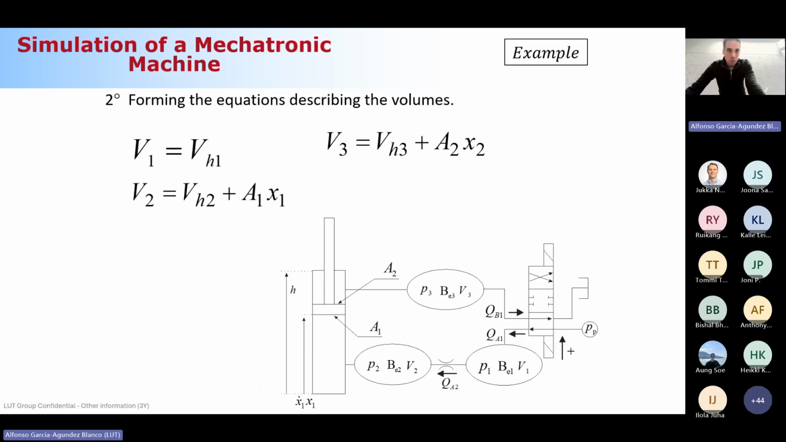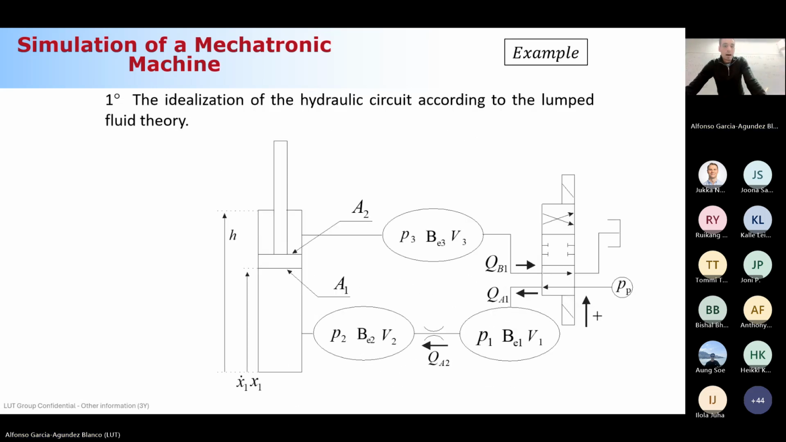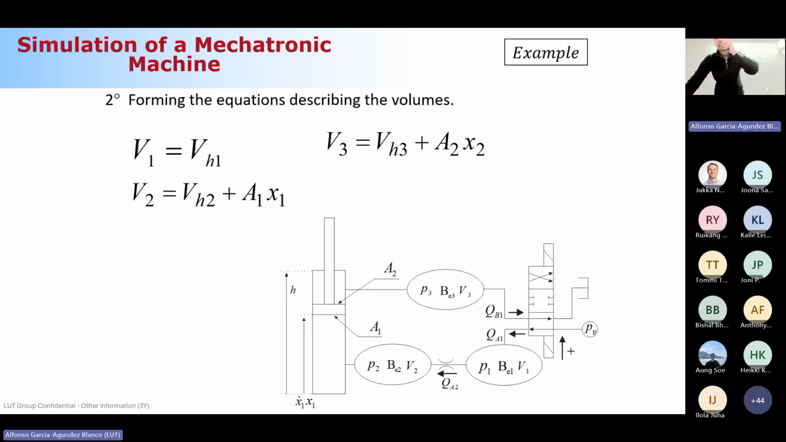Perfect. So the first step: idealization of the hydraulic circuit according to the lumped fluid theory. Basically, the meaning of that is distinguishing all the control volumes and drawing this scheme. For each of the control volumes, computing the volume itself, V1, V2, V3, the bulk modulus, and the differential equation for the pressure. The next step is, let's compute the volumes.